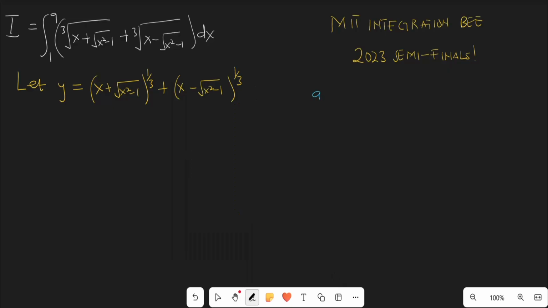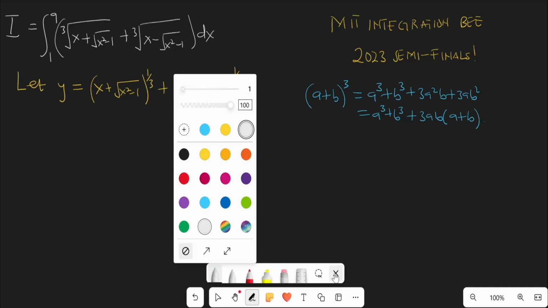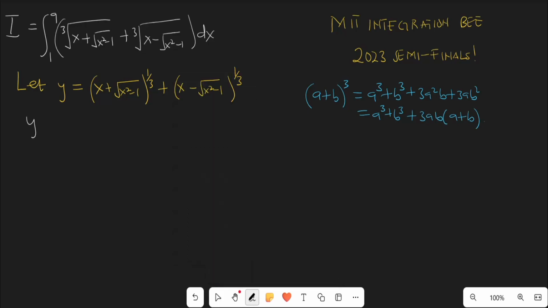Before we proceed, we have to know that (a plus b) all raised to the power 3 is the same as a cubed plus b cubed plus 3a squared b plus 3ab squared. This can be expressed as a cubed plus b cubed plus 3ab times (a plus b), right? So knowing this, we can take the cube on both sides.